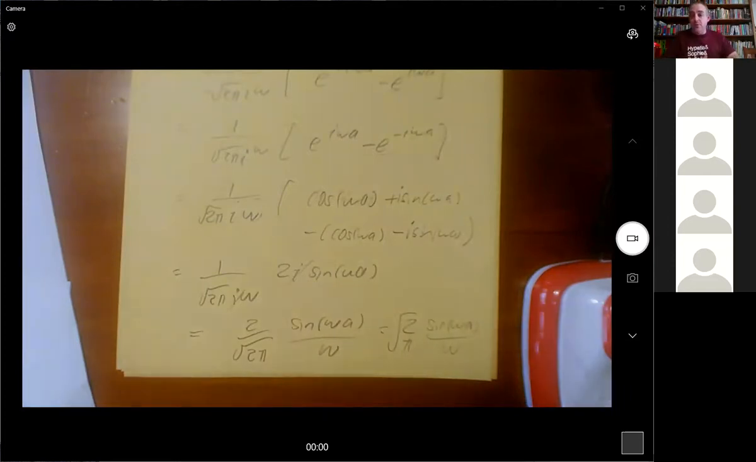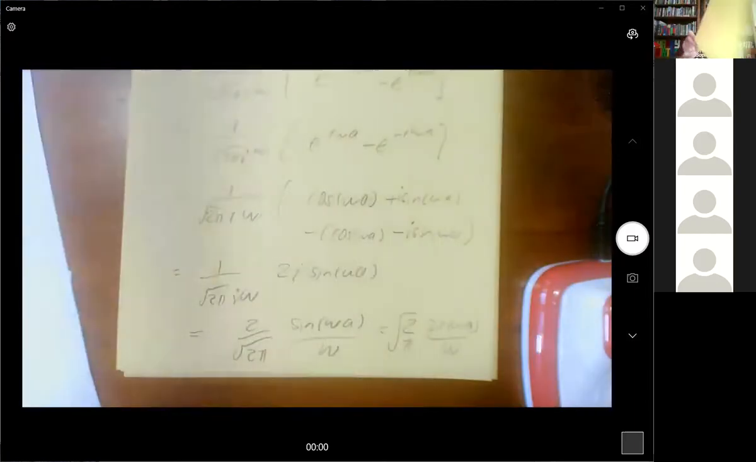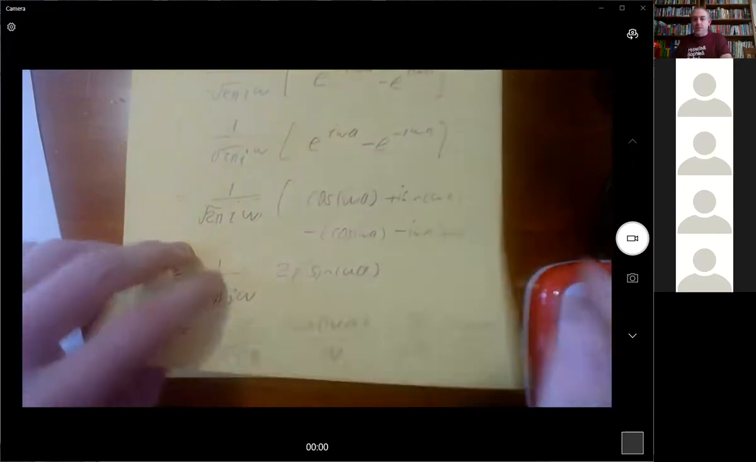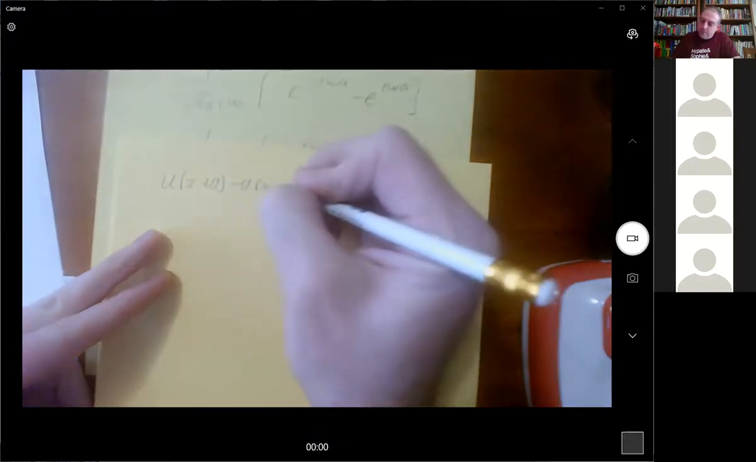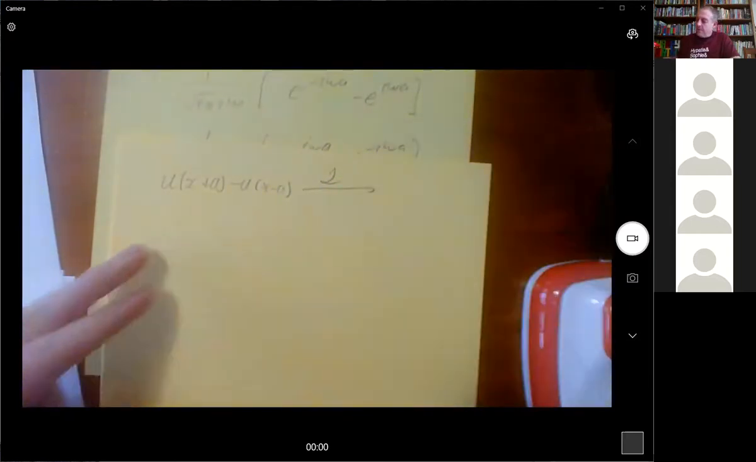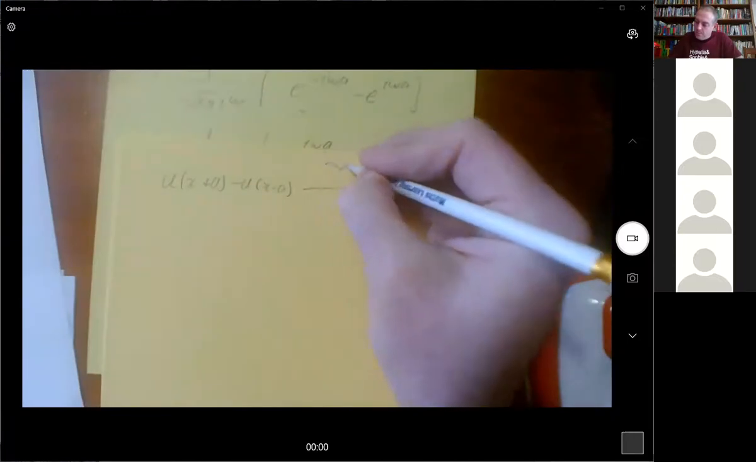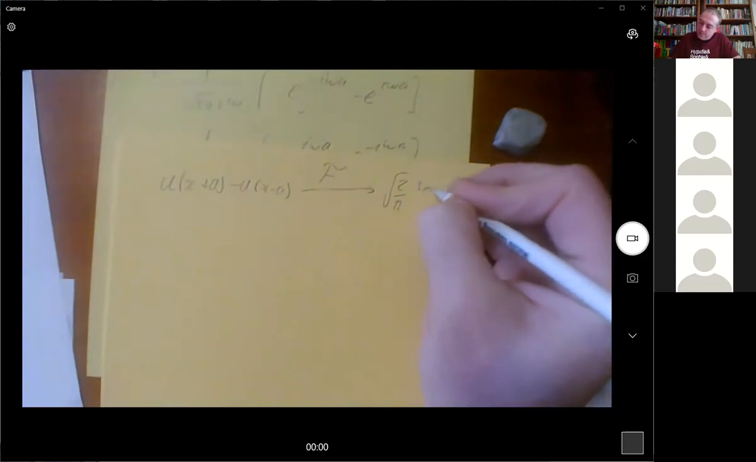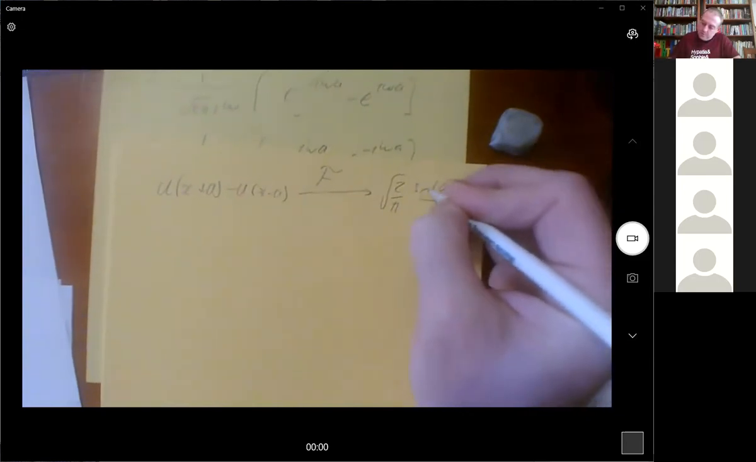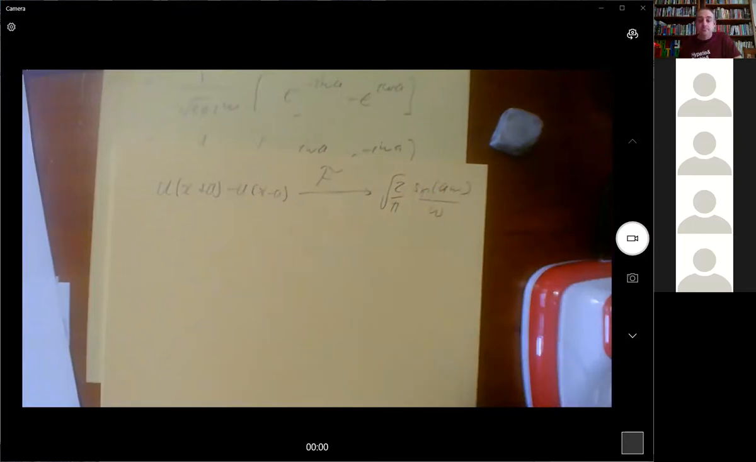So we do have one entry for our table of Fourier transforms. We know that u of x plus a minus u of x minus a, when we do the, damn me, that's a Laplace transform. When we do the Fourier transform, that becomes root 2 on pi sine of a w over w. We know that. Not sure if we're allowed to reuse that, but at least we know. Okay, so that was calculating that.